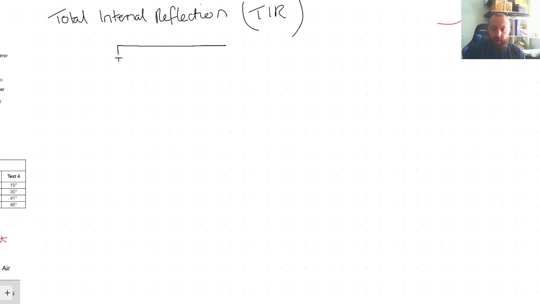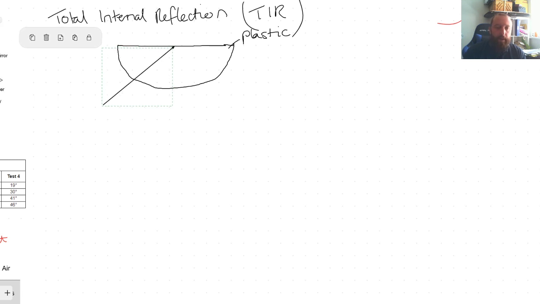Okay, so the one we normally do in school, and you will hopefully remember this, is where we've got a block like that. We normally use a plastic block, it can be glass, it can be a different material. And we know that the light slows down when it enters. So what we end up with is, if we were to shine light in at an angle here, the light's passing through here.